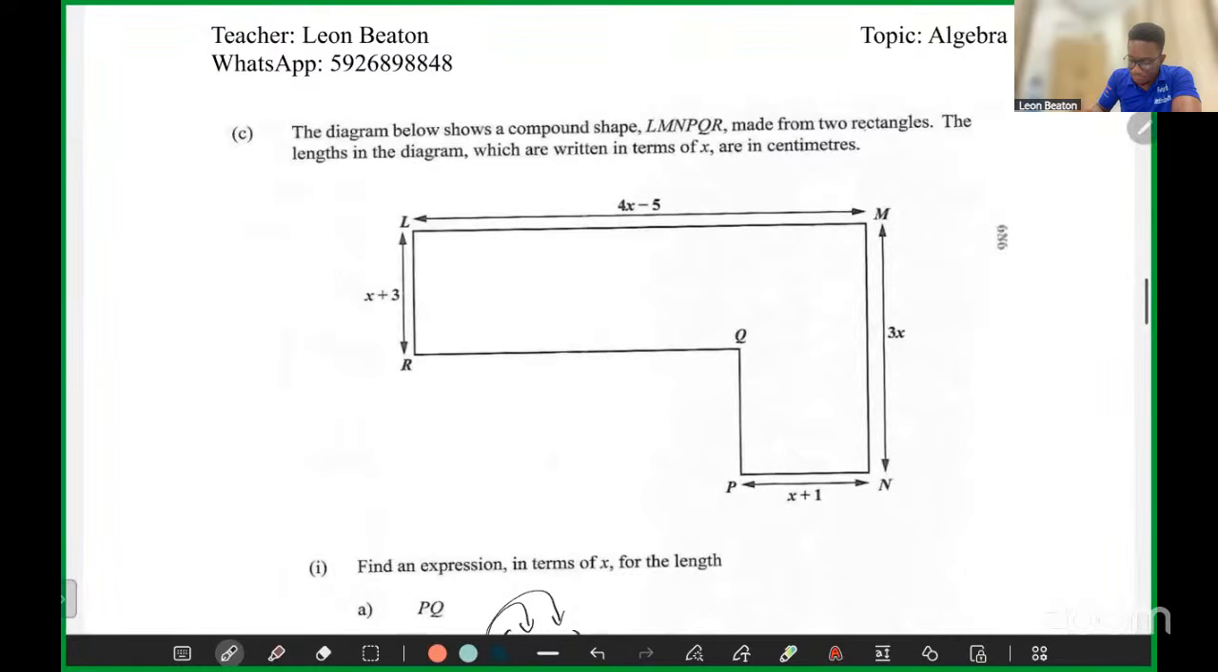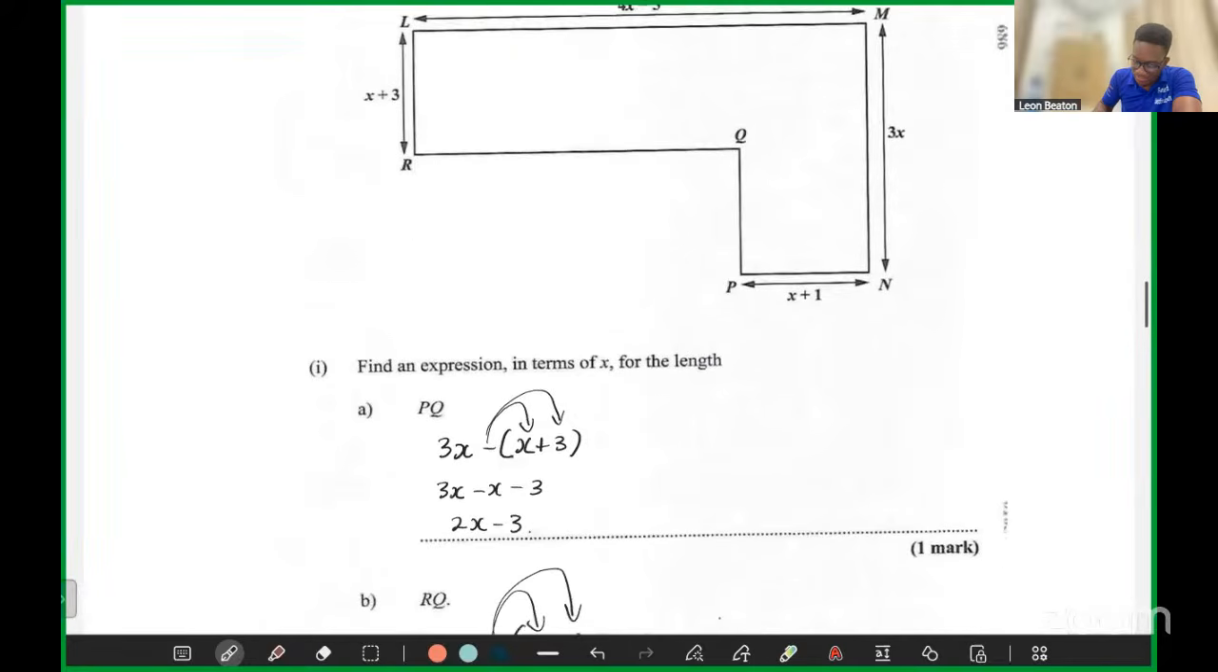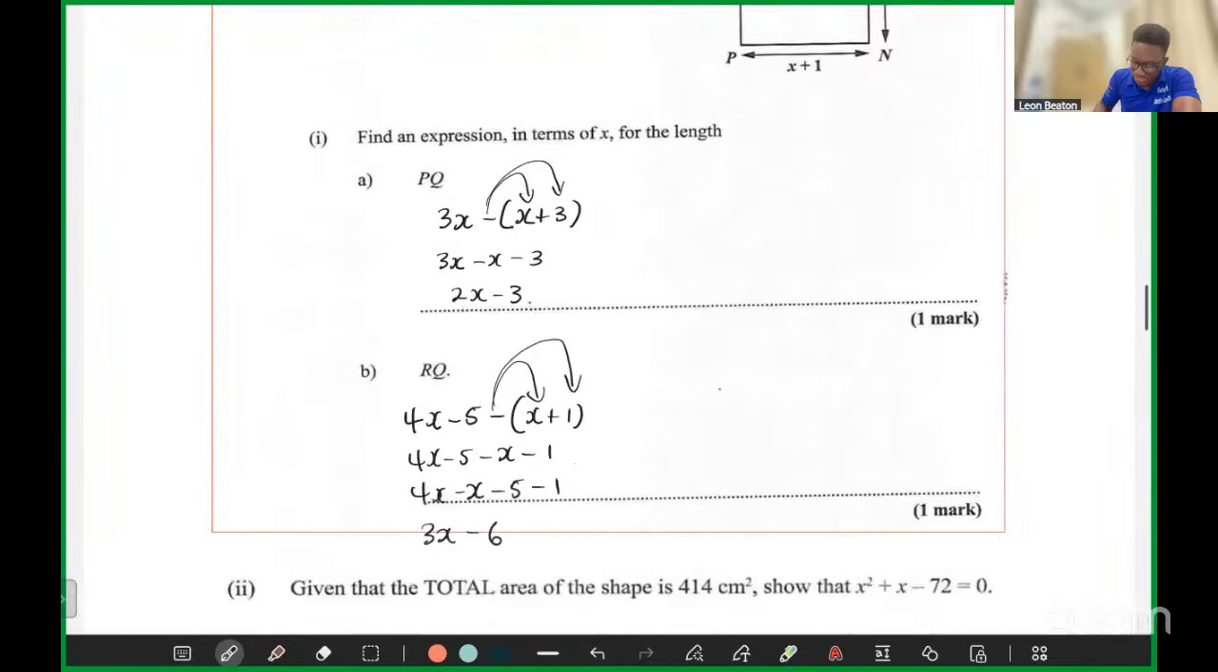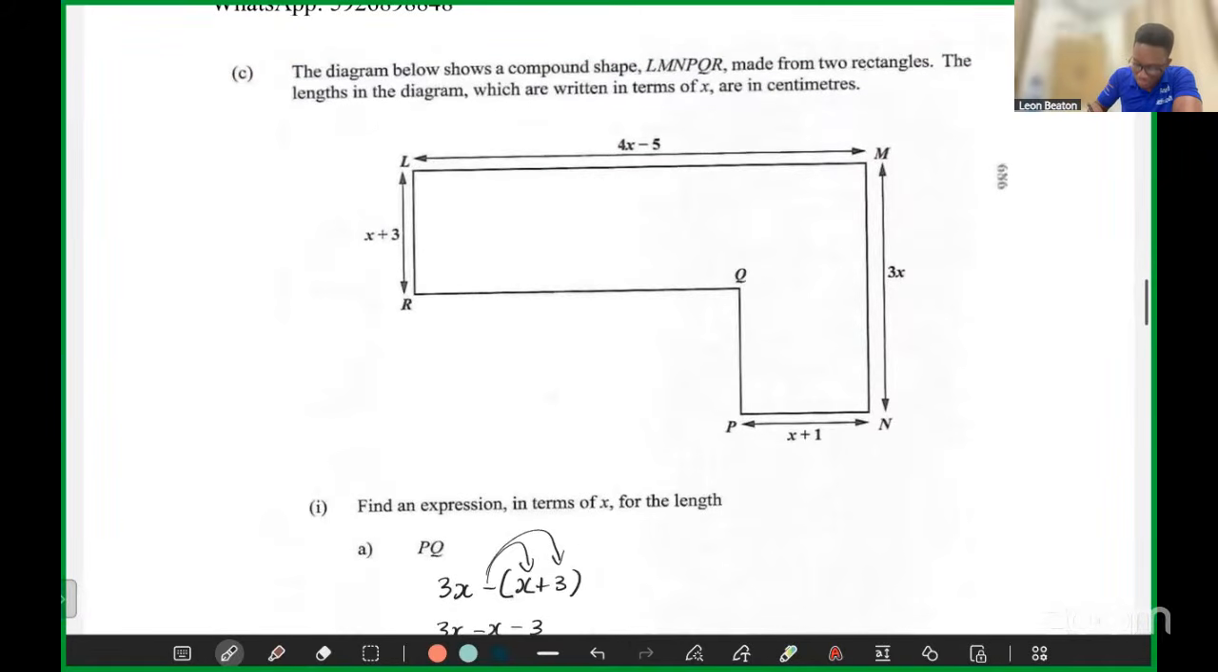So we already found what PQ is. We found PQ and we found RQ. We found RQ to be 3x minus 6. If you didn't get these answers correct, that means you won't get this one correct. So I can split the shape into 2. I can split it down there. And I can find the area for shape 1 and then the area for shape 2. Then I'll add those 2 areas together and work it out, and I should get the thing that they want me to show. So this is the rectangle.